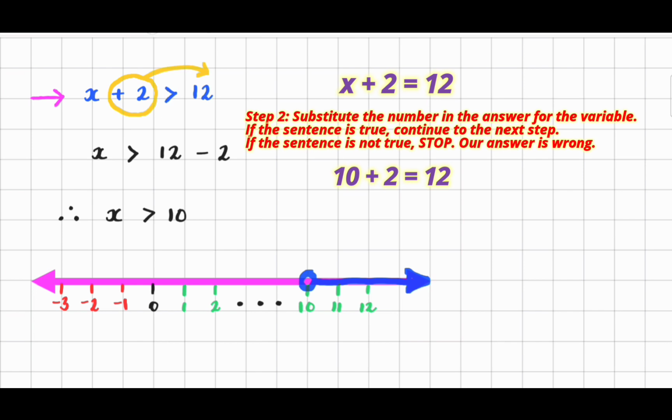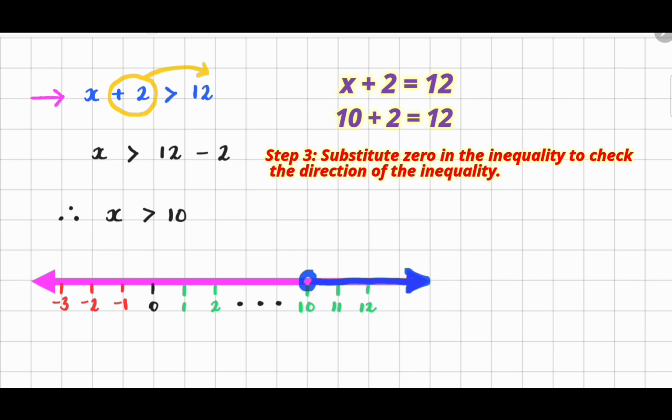So step 2 says that we can move further. Step 3. Substitute 0 in the inequality to check the direction of the inequality. Let's check the direction of the inequality by substituting 0 for x. 0 plus 2 greater than 12. This is not true. So 0 is not part of the solution set. If it were, the answer would be x less than 10. But because 0 is not part of the solution, the correct answer is x greater than 10. Yes, we were correct.